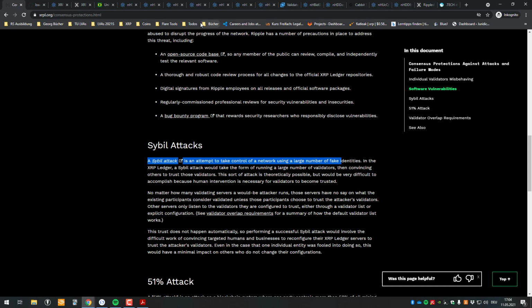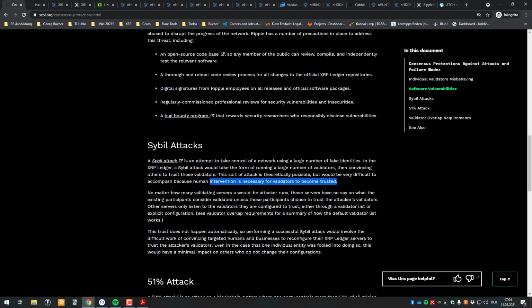So this sort of attack is theoretically possible, but would be very difficult to accomplish because human intervention is necessary for validators to become trusted. Like I said, if these 37 validators want to add somebody else, the certain DevOps engineer, the person in charge of the server in the respective company or university, would have to add it manually. That means all these 160 validators you would need to get the 80% validation to submit 40 transactions would have to become trusted. Like I said, it's not very likely at all.